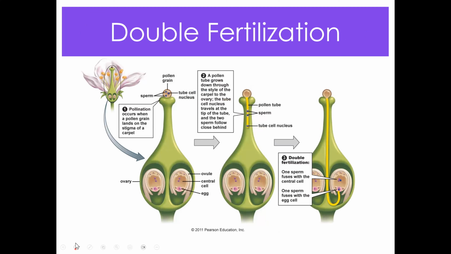And this is an example of double fertilization. So you can see here at the top, the pollen grain lands on the stigma. There's a pollen tube that grows down the style. And this is how it reaches the ovaries. And then you have one sperm that fuses with the central cell, and then one sperm which fuses with the egg cell. And that's what's known as a double fertilization.